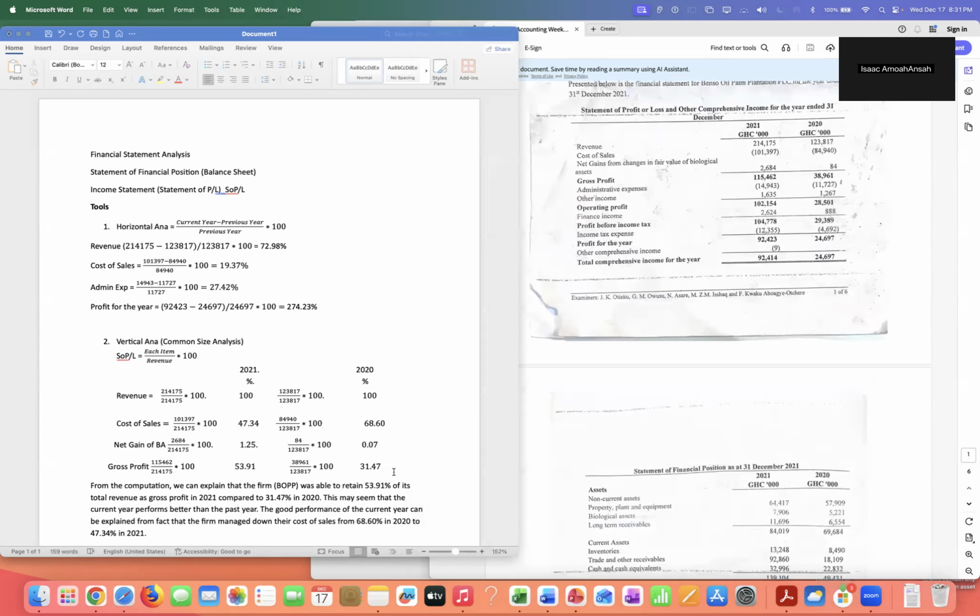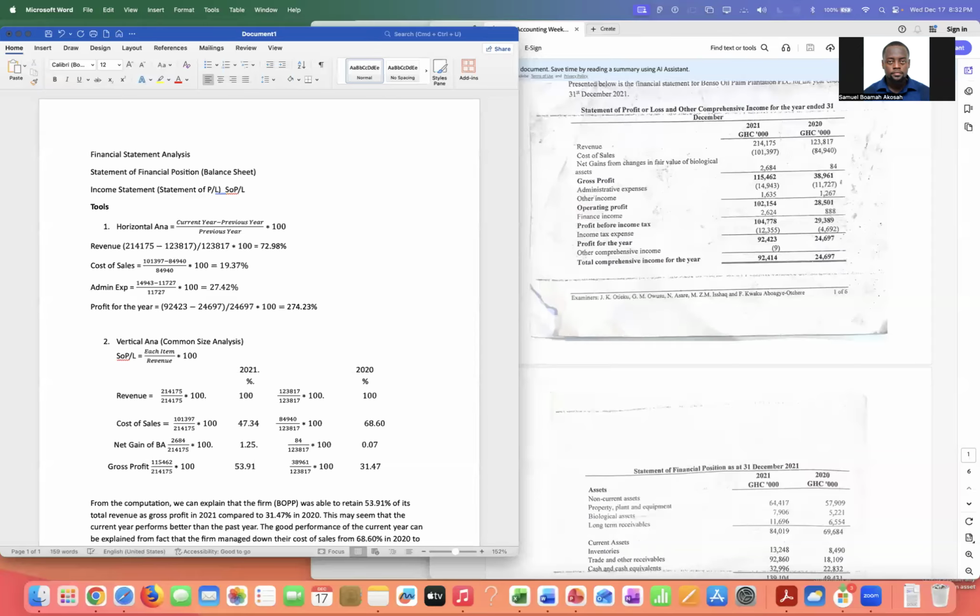Yes, Chief. Does operating profit mean gross profit or is it something else? Operating profit differs from gross profit.